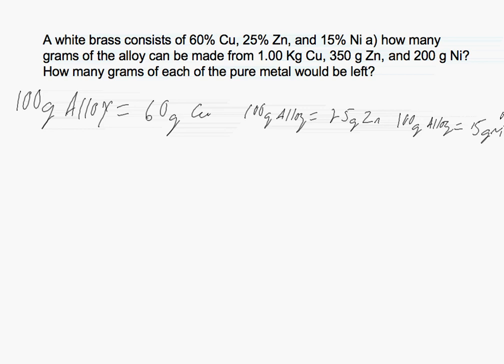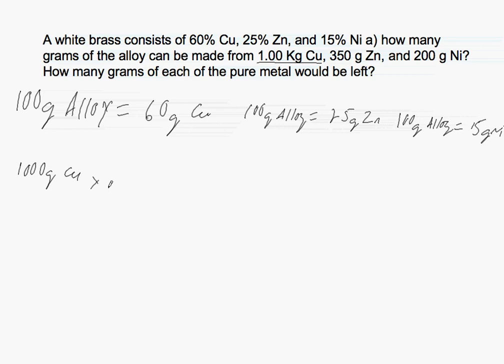So the first thing that we need to understand is what the limiting reagent is in this mixture. Which one of these metals would produce the least amount of the alloy, the white brass? The way we do this is to use the relationships from these equations to find how much of the alloy we will actually produce. In this instance, we have 1 kilogram of copper, which is 1,000 grams of copper.